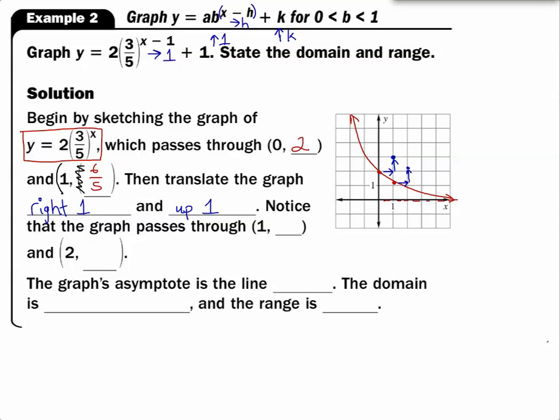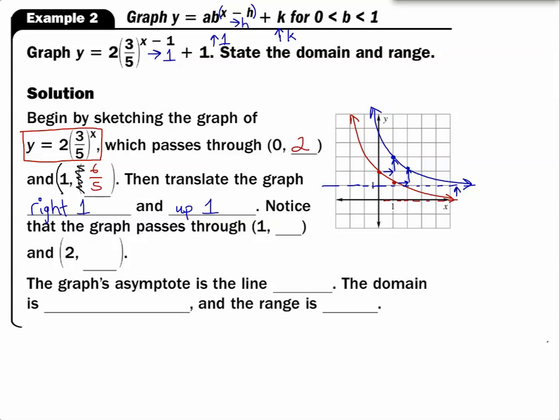And then here's the thing everybody likes to try to forget about, but don't do that. Be smart. That asymptote also moves. Now the asymptote is a line, and lines go forever, so moving it right 1 doesn't do anything. But it does move up 1. So the asymptote is actually going to be here now on the line y equals 1. And so now you can drop your curve, there we go. And that blue graph is the correct graph.